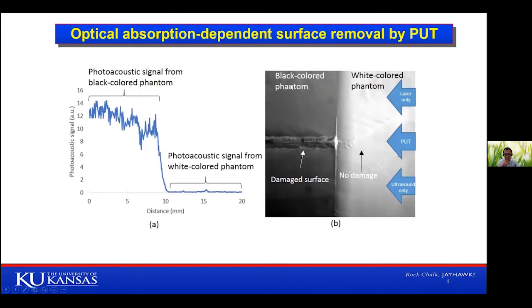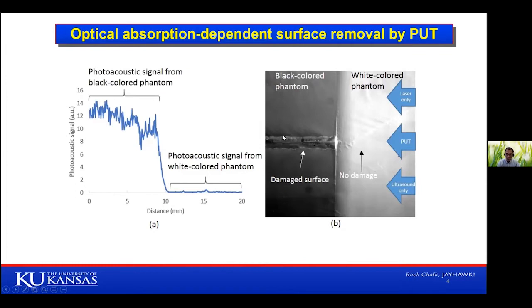On the right hand side here, this is a phantom. This is a specially made phantom, which is half black, half white. The left side is black, so it's going to be highly absorptive for laser light. On the right hand side is white color, so it does not really absorb any light. Of course, in this case, we use green light.